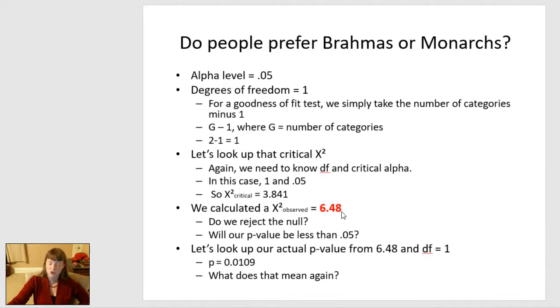6.48 is very extreme. So extreme that it's going to fall in the area of rejection on the chi-square sampling distribution. It's bigger than the critical value of 3.841. So we reject the null hypothesis, p is small.